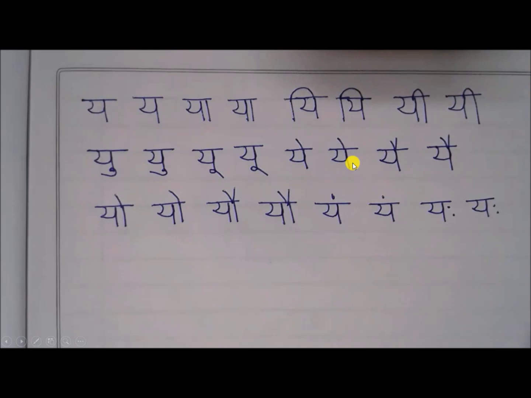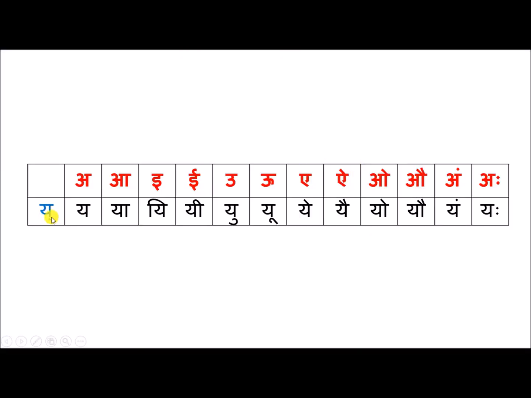Alright. So those are the sounds of y. To recap, it is y plus a equal to y, y plus a equal to ya, y plus e equal to e, y plus e equal to e, y plus u equal to u, y plus u equal to u, y plus a equal to a, y plus I equal to y, y plus o equal to yo, y plus au equal to yo, y plus aha equal to yaha.